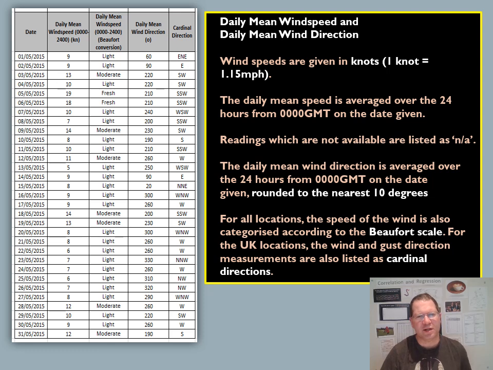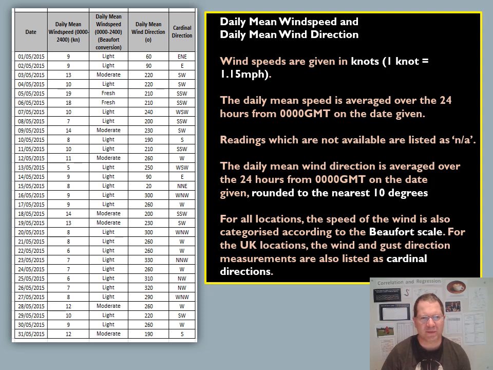The daily mean wind direction is the average of the wind directions throughout the day. On the 1st of May that was 60 degrees. It's a bearing, so it's measured from north. All the data in that column will be to the nearest 10 degrees, so 60, 90, etc.